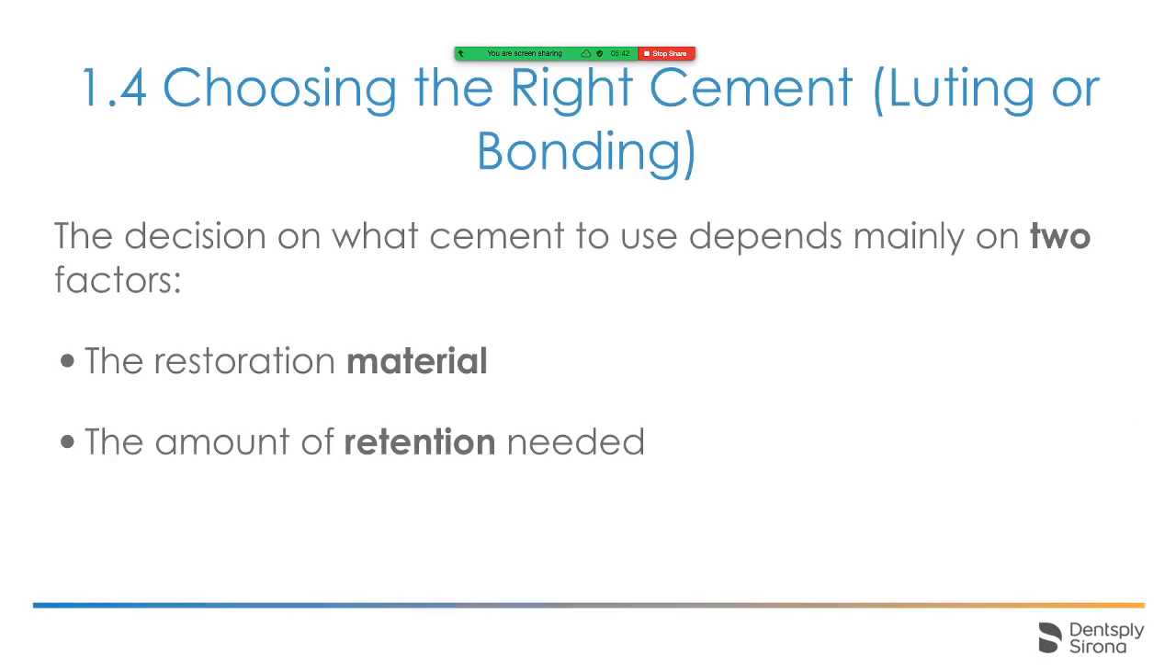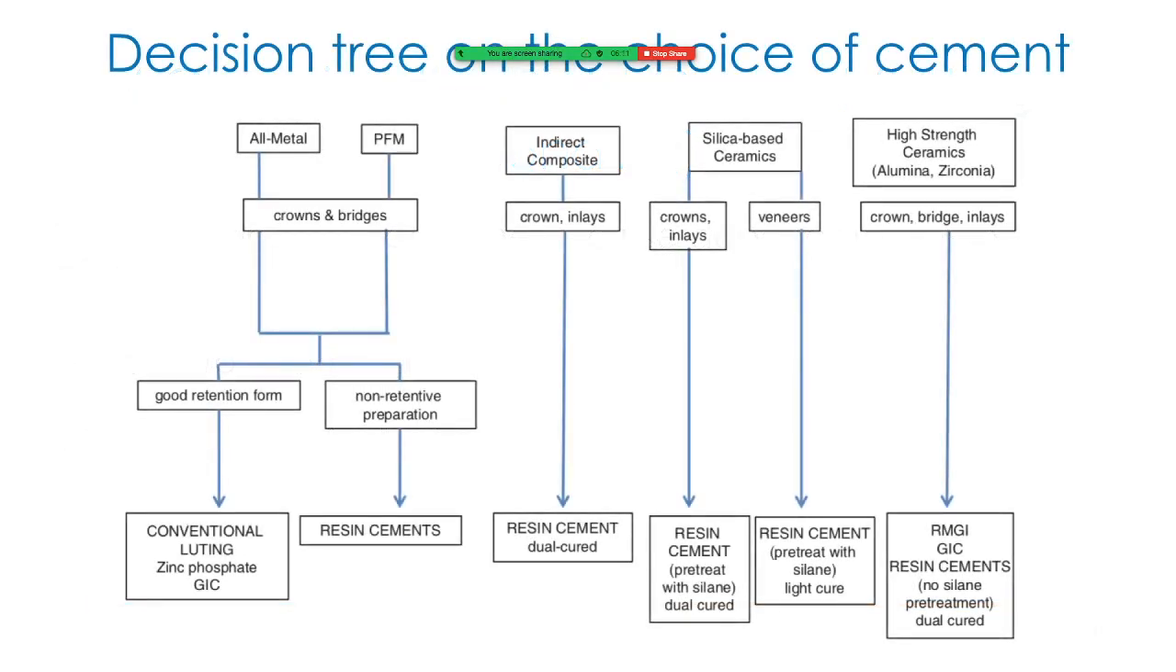Okay, how can we choose the right cement, luting or bonding? The decision depends on two factors. The first is the restoration material. The most critical factor in the choice of the cement is the strength of the restoration material, okay? So, the weaker the material, the stronger the cement should be. Understood? The weaker the material, the stronger the cement should be. But alumina and zirconia ceramics have high strength values and do not necessarily need bonding cements, okay?